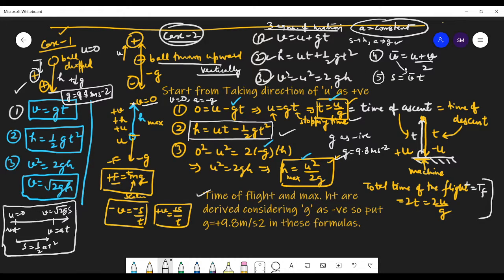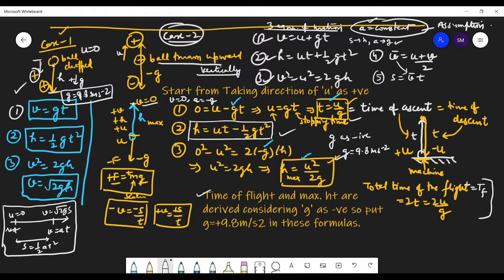Students, all these five equations we can only use when the acceleration is constant. So we derived these equations with this assumption. We should always keep this in mind while using the formulas. Whatever assumptions we have taken to derive these formulas, they will be applicable.